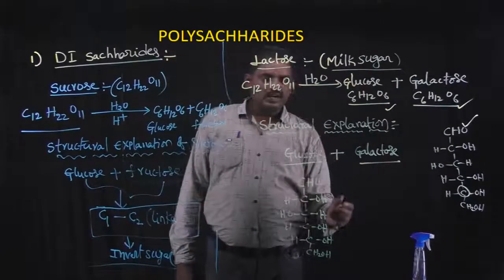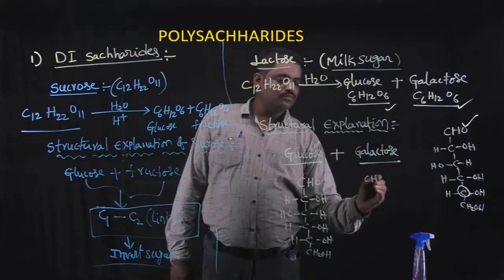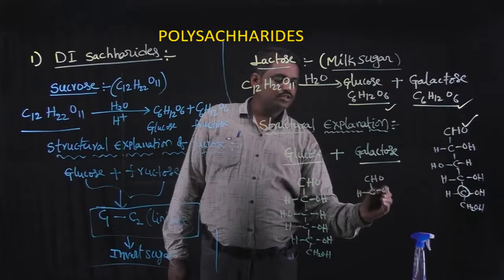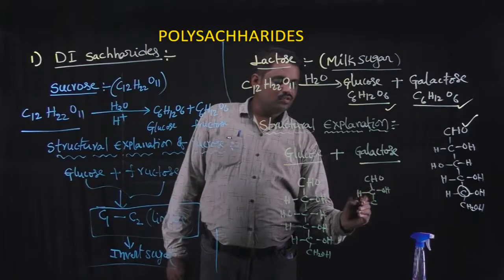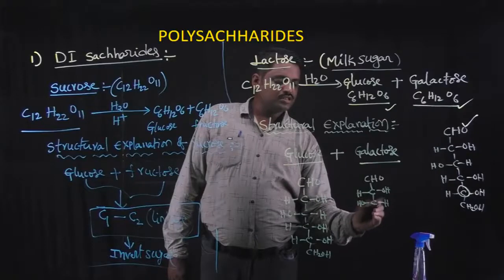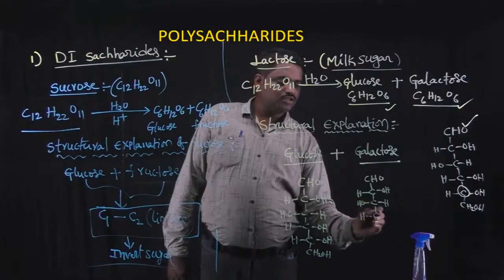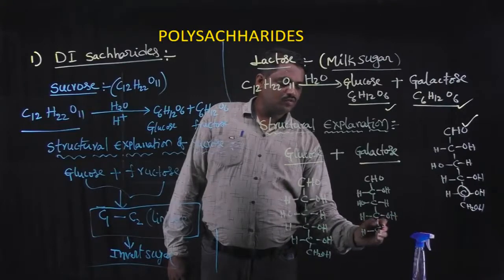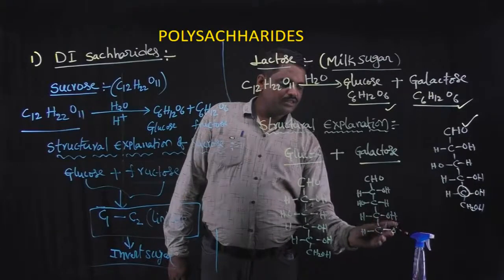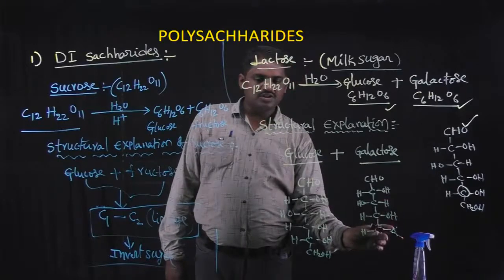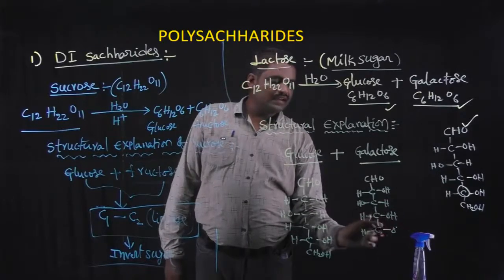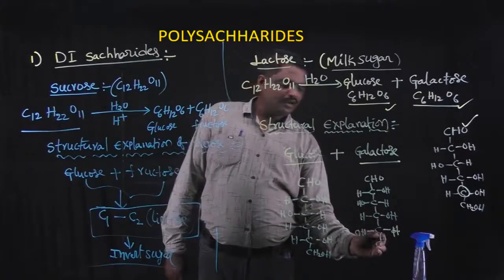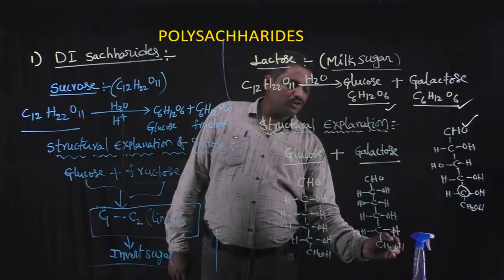And next one, the galactose structure is CHO, CHOH, COH, H, CHOH, CHOH, in the same format as the structure of glucose. This right hand side hydroxyl group is converted to the left hand side, and this is the CH2OH.